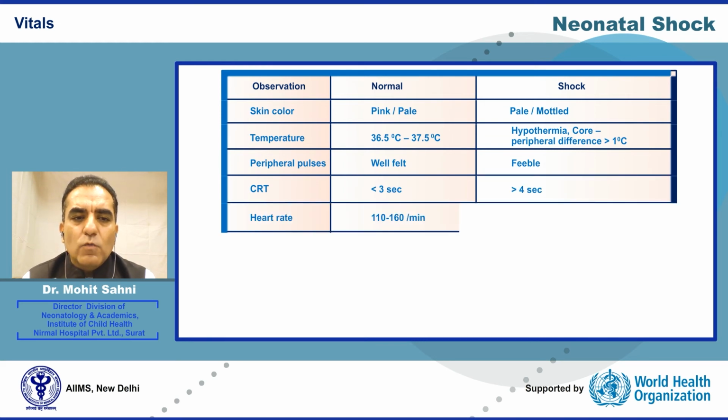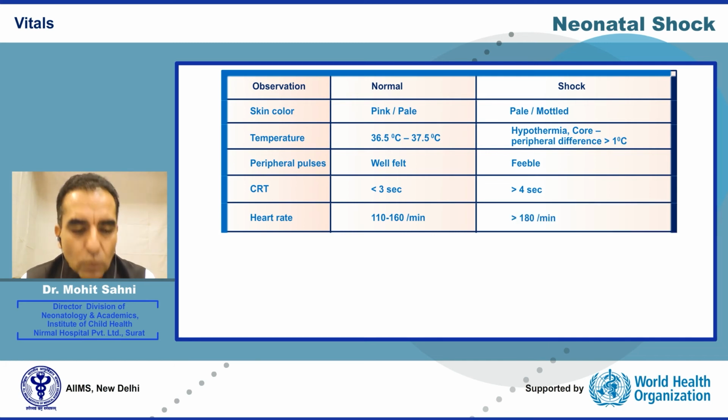Normal heart rate is around 110 to 160 in normal babies. But as we discussed, because they may compensate, the babies present with tachycardia. If babies in shock present with bradycardia, it means the compensation phase is over. So they are very sick.